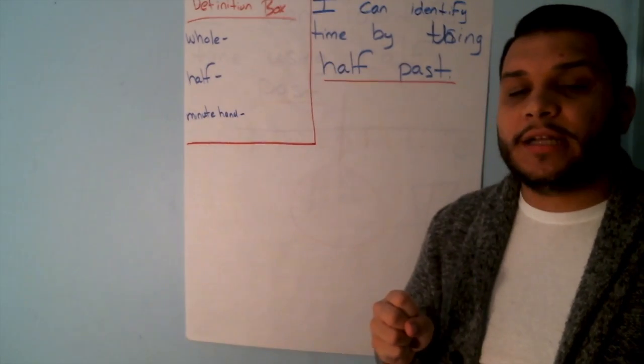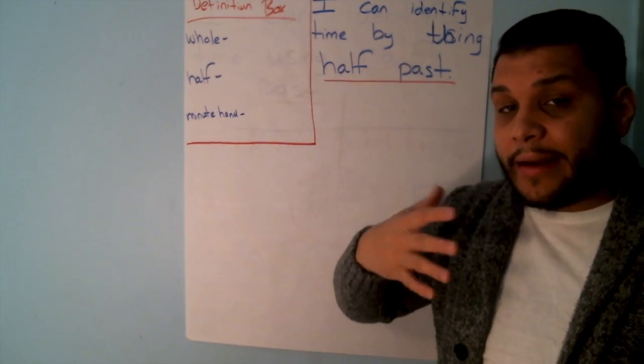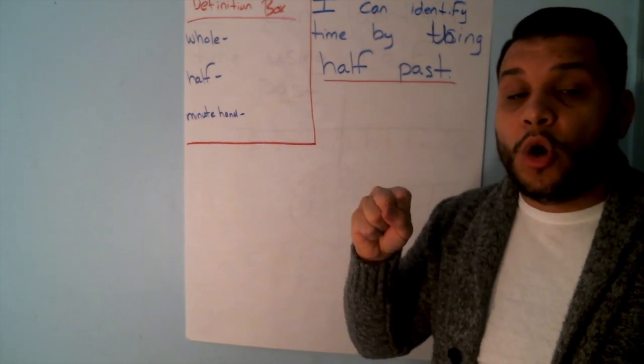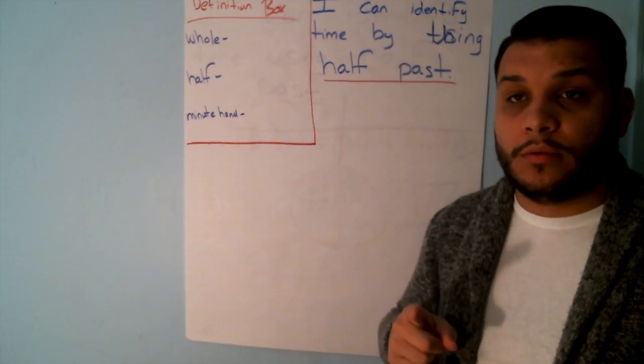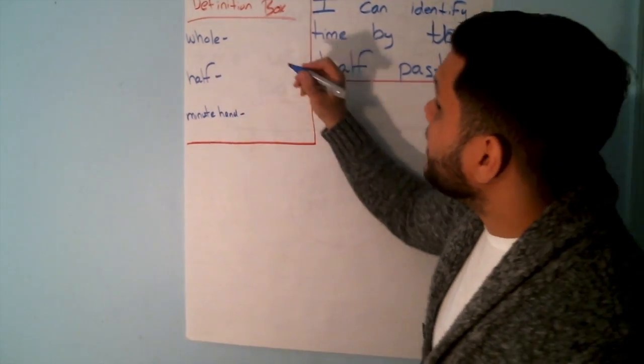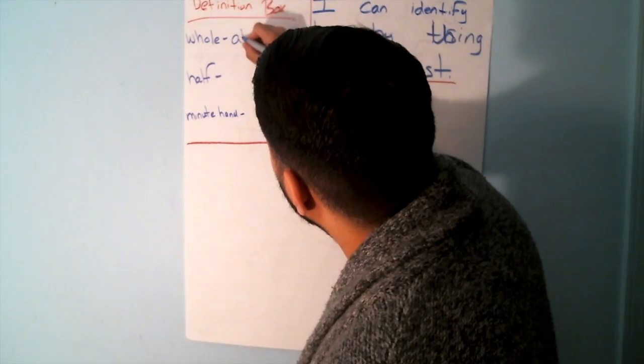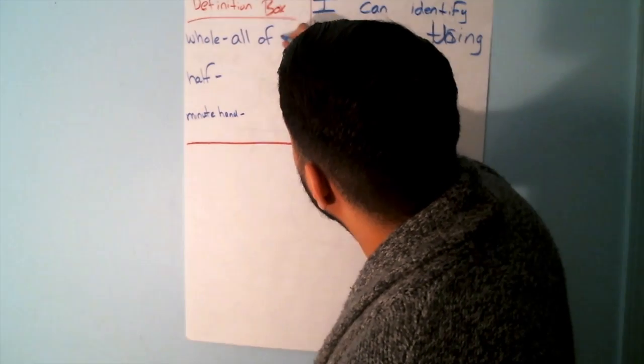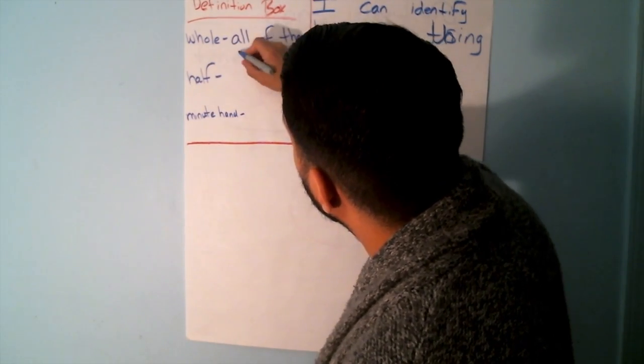Whole. Am I talking about a part? Am I talking about some? Or am I talking about the total? Yes, the total. So I would say that the whole is all of the numbers.